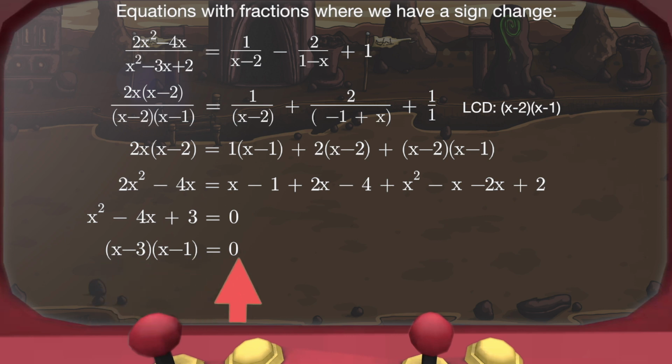This is the zero product rule, so what makes this bracket a 0? When x is 3, so x is equal to 3, and what makes this bracket a 0? When x is 1, and there we go, x is equal to 1. These are our two answers. But now, since we have equations with fractions and there's an x in our denominators, we have to test our answers. So if we take this 1 and we put it in there, 1 minus 1 is a 0, which makes this entire denominator a 0. We're not allowed to divide by 0, so x cannot be equal to 1, so our only answer is 3.